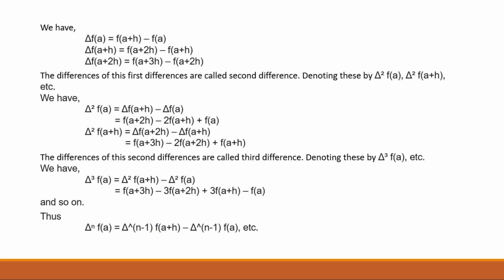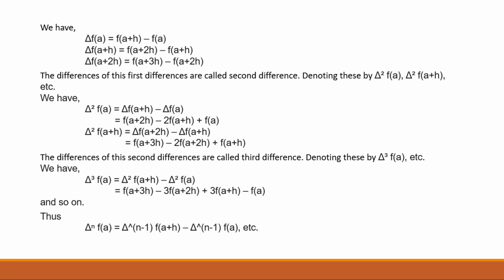The differences of these first differences are called second differences. Denoting these by delta square f of a, delta square f of a plus h, etc., we have delta square f of a is equal to delta f of a plus h minus delta f of a, which is equal to f of a plus 2h minus 2f of a plus h plus f of a. Delta square f of a plus h is equal to delta f of a plus 2h minus delta f of a plus h, which is equal to f of a plus 3h minus 2f of a plus 2h plus f of a plus h, etc.